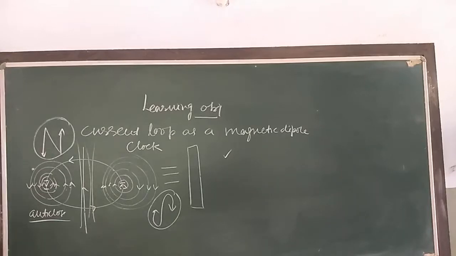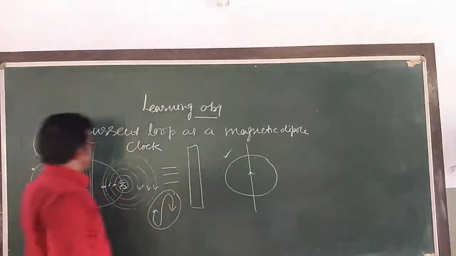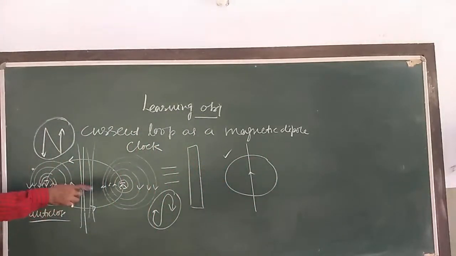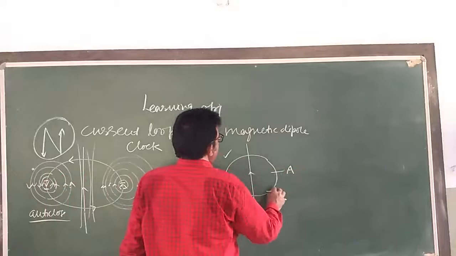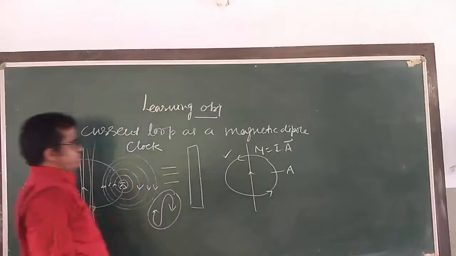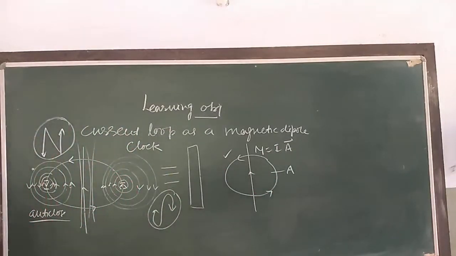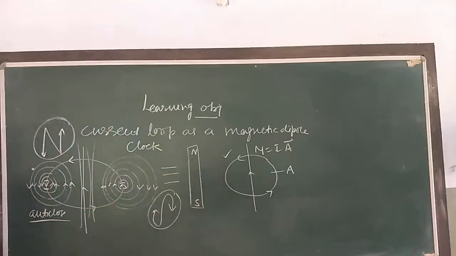So my dear children, here is a current loop like this, where the current is flowing, and the area of cross section of this loop is A. The current is I. So the magnetic dipole here is I into A. You can write this. Or the equivalent of this loop may be considered: one pole is north and another pole is south. So the dipole moment of the current loop is capital M.